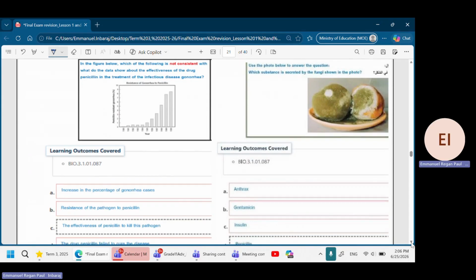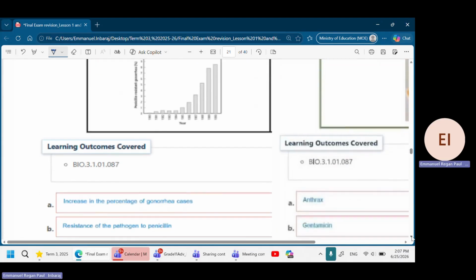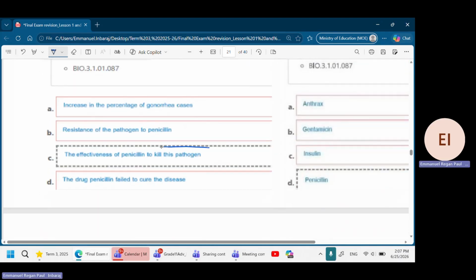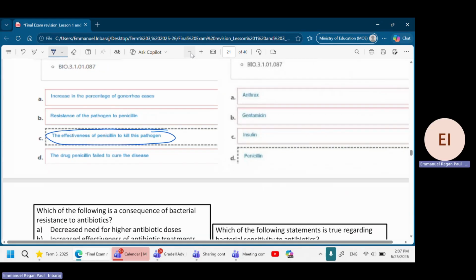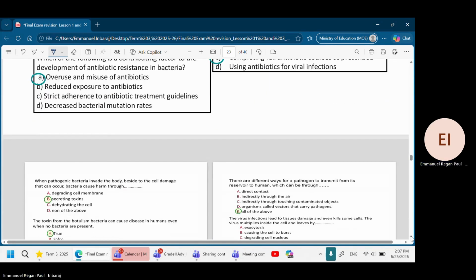Let's see here, what does it say? The figure below, which of the following is not consistent with what the data show about the effectiveness of the drug penicillin in the treatment of the infectious disease gonorrhea. So what is not consistent? Okay, let me zoom this for you. So what is not consistent in this? They say the effectiveness of penicillin to kill this pathogen. It is not consistent because it's not killing. You see, it is not killing. The bacteria goes on increasing. All right. So these are some of the questions that you can study from there.